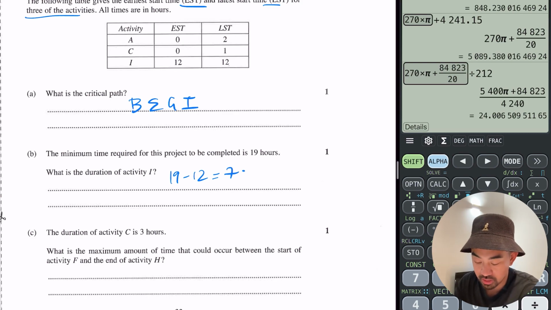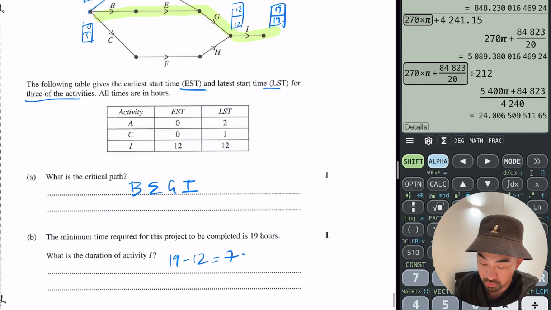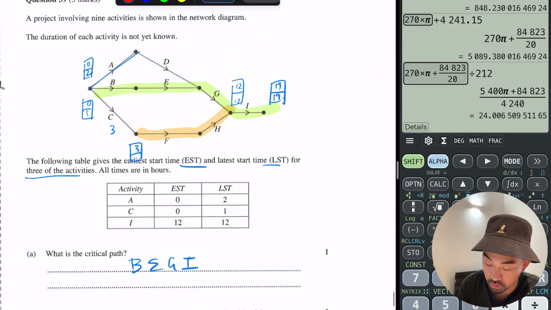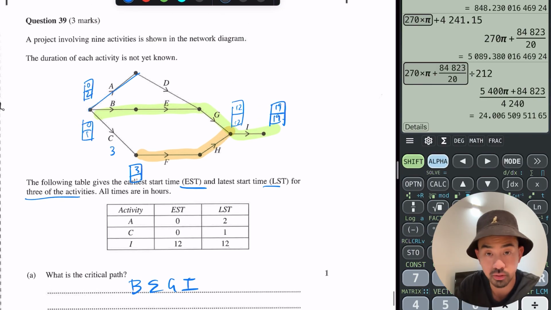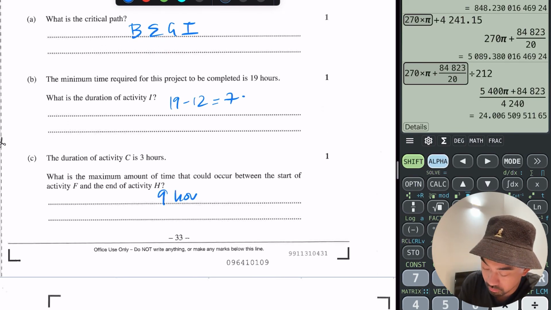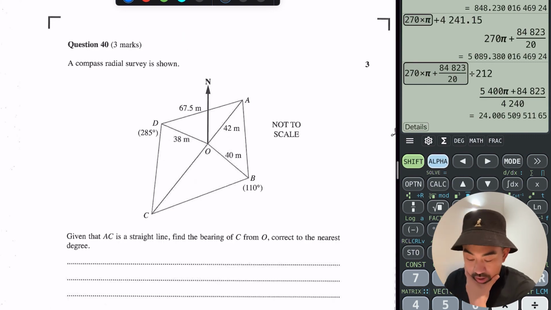C, the duration of activity C is 3 hours. What is the maximum amount of time that could occur between the start of F and the end of H? So the start of F and the end of H, so we're trying to work out that. The duration is 3 here, so that's going to make this 3 over here. How much time has to go from 3 to 12? I think that's going to be the difference. So 9 hours. Done. All right, the penultimate question.